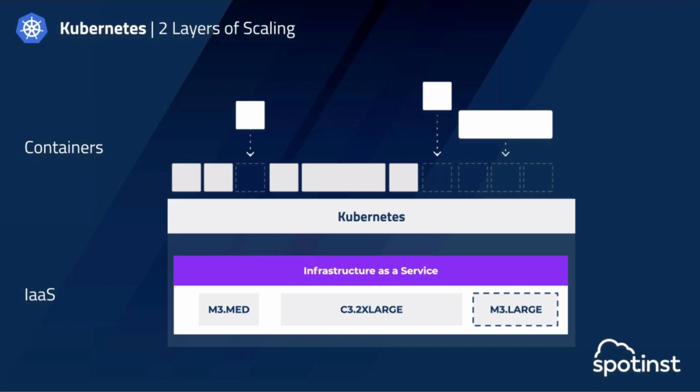The regular layer, which is the infrastructure. What we normally know as infrastructure as a service, scaling using auto-scaling groups, using some different thresholds based on CPU and memory. But Kubernetes scales differently. It scales on a container layer, in an app layer.